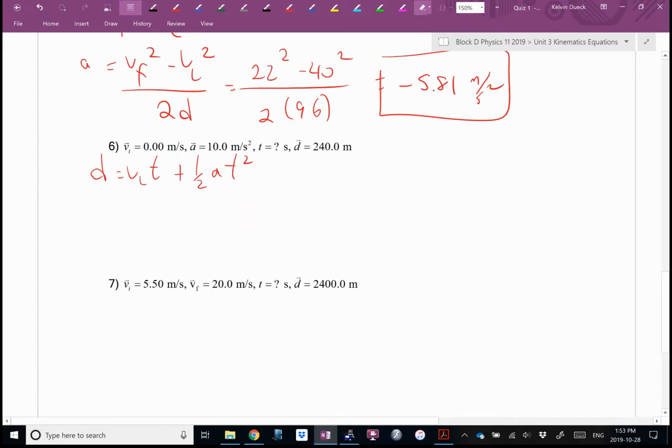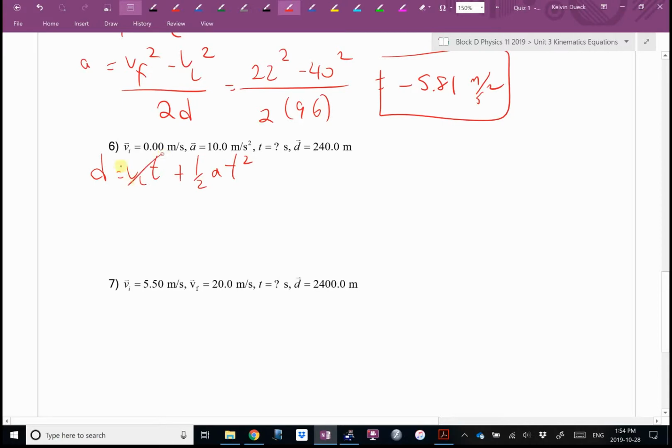So I have to either make Vi zero, which I did in this case, or I have to make A zero. If A was zero, don't write this down, the equation would look like this. D equals Vt. That's the distracted driving lab equation that I gave you. It was really D equals VIT plus a half AT squared, but I didn't let you step on the brakes or step on the gas. And so since A was zero, that whole second term vanished. I just didn't want to throw all that out at you during that lab. But technically, we were using this equation, just a modified version.